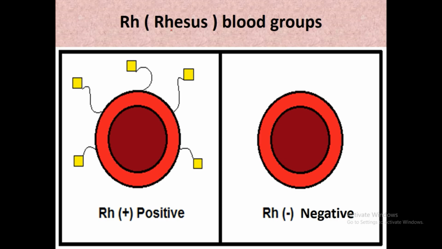Now the Rh blood group system. If the Rh antigen is present on the surface of RBC, their blood group is positive, and if the Rh antigen is not present on the surface of RBC, their blood group is negative. So on the basis of this Rh blood group system, we differentiate the person having the positive blood group from the person having the negative blood group.